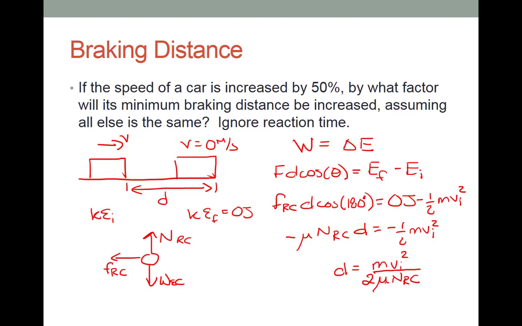We could take this further, and it actually might be worthwhile to take further. The fact that the car is not accelerating vertically tells us that n_RC has to equal mg. And if I plug that in over here, then my formula becomes v initial squared over 2 mu g, because this m will cancel the m that is in n_RC. Okay, so copying that down, v initial squared over 2 mu g. This is the formula for braking distance.